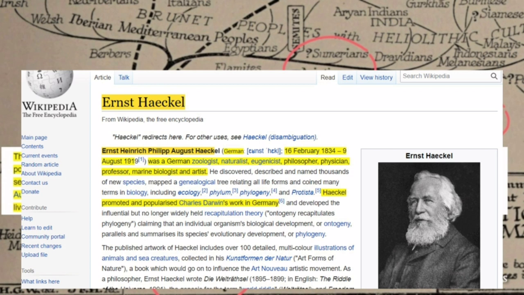Ernst Heinrich Philipp August Haeckel, born in Germany, February 16, 1834, died August 9, 1919, was a German zoologist, naturalist, eugenicist, philosopher, physician, professor, marine biologist, and artist. Haeckel promoted and popularized Charles Darwin's work in Germany.